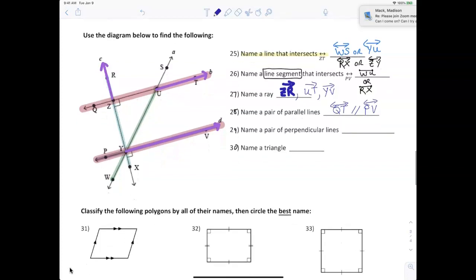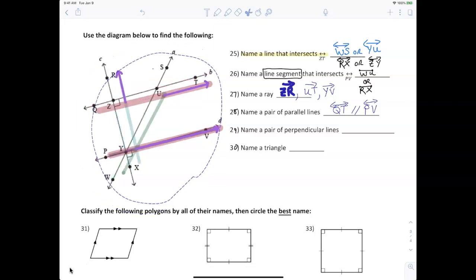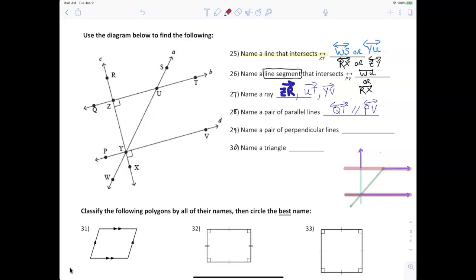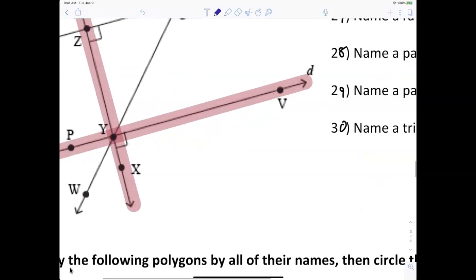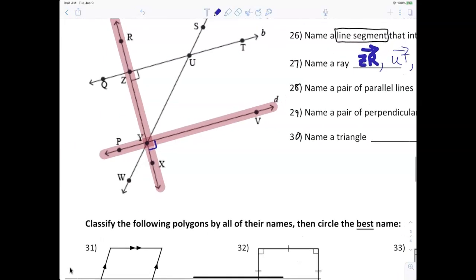Now, name a pair of perpendicular lines. Remember, perpendicular lines are lines that form a right angle. So I'm going to clear this out now for you. And then I'm going to show you the perpendicular lines, Maddie Mack. So this right here and this right here. Now how do I know those are perpendicular, Maddie? I know they're perpendicular because of this piece right here. This shows that it's a right angle. Now the other one you could say is this guy right up here. I'm trying to draw it to make sure you see it.